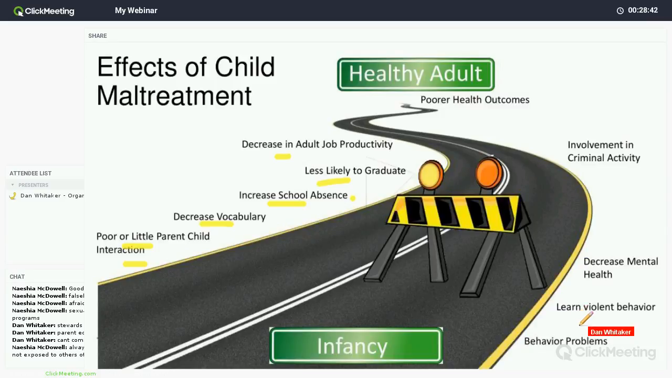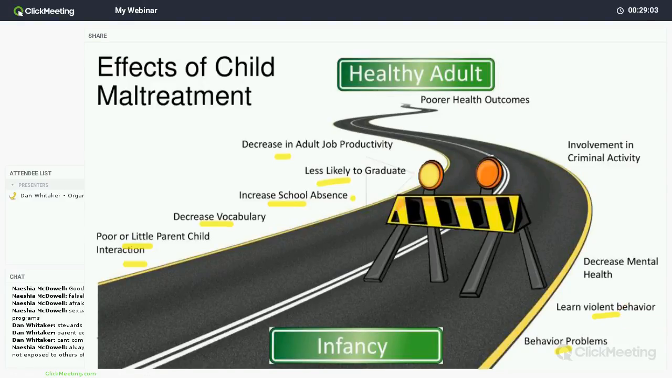So we can see it's just a slew of outcomes, especially if they have behavior problems. Children who aren't performing at the same level as other children, are they going to want to pay attention in school? Or are they going to be doing other things and engaging in other activities and probably be a disruption to the class? We also see children learn violent behaviors.